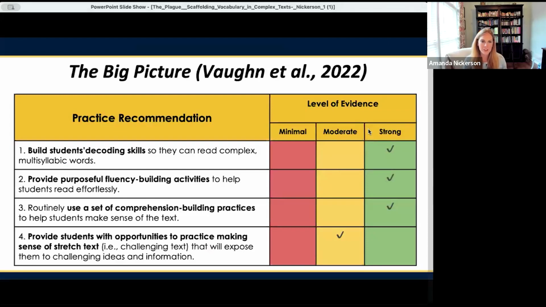As a big picture here, I want to bring us back to these practice recommendations from Vaughn and her colleagues and think about how they intersect with our core instruction, right? How we're going to provide some scaffolds for students to make that text accessible.